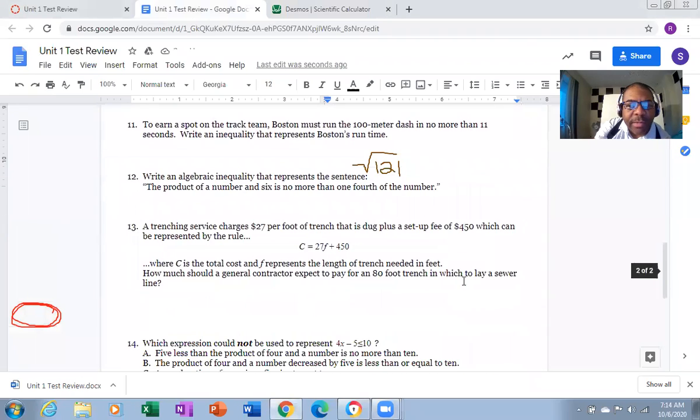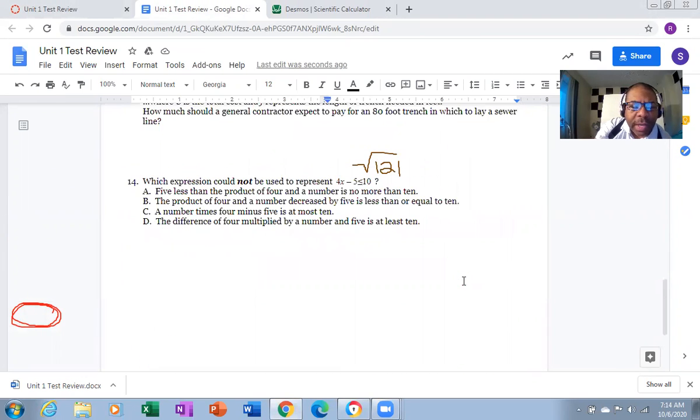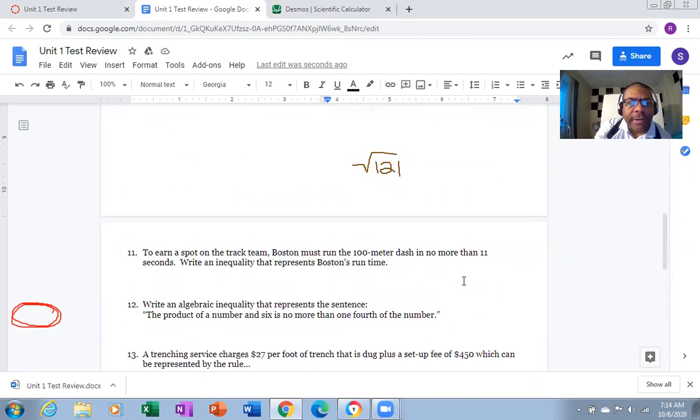So let me see. Are there any other problems? Okay. Number 11. To earn a spot on the track team, Boston must run the 100-meter dash in no more than 11 seconds. All right, let's figure out what sign, because this is asking us to write in no more than 11 seconds. To earn a spot on the track team, Boston must run a 100-meter dash in no more than 11 seconds.